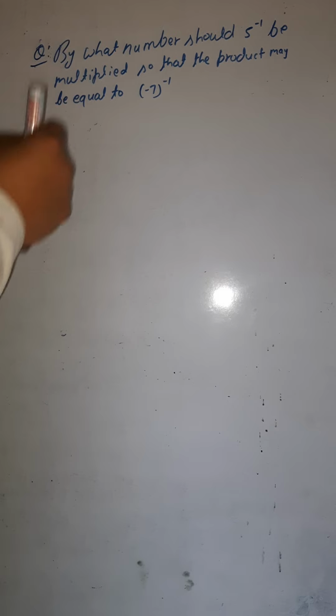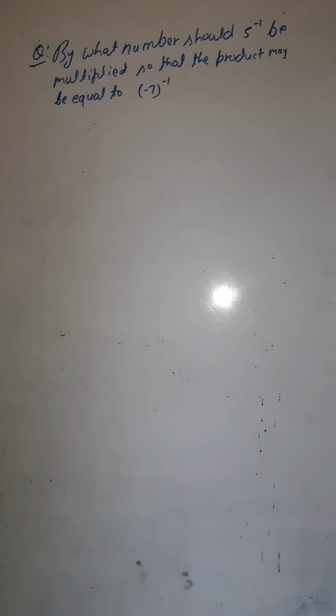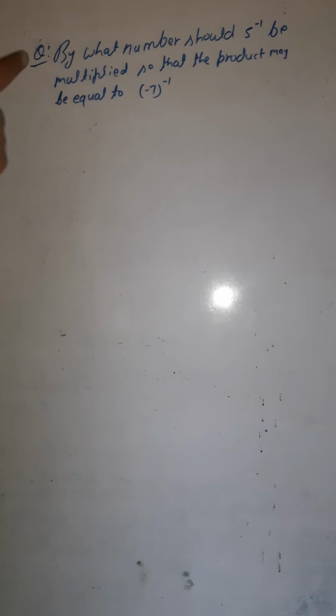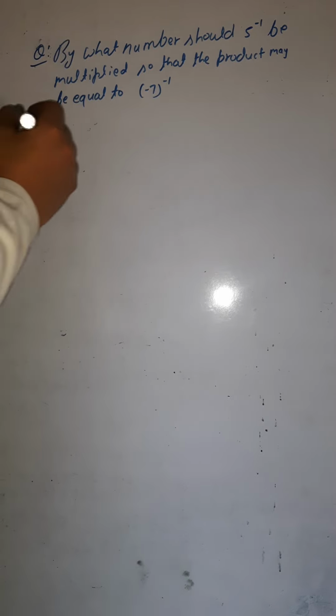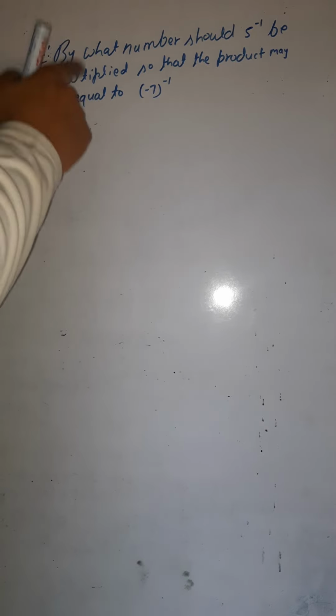So question number first is, by what number should 5 raised to the power minus 1 be multiplied so that the product may be equal to minus 7 raised to the power minus 1? Okay, so you have to tell by what number should 5 raised to the power minus 1 be multiplied.